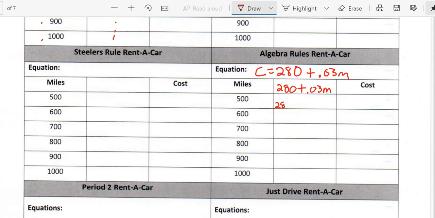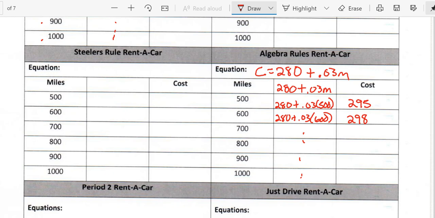It's going to be 280 plus 0.03 times 500. 280 plus 0.03 times 600. And we would go through and fill out the whole table and do the math. So 280 plus 0.03 times 500 is 295. Then I would do 280 plus 0.03 times 600, and I get 298, etc. And I would finish all the data on that table.